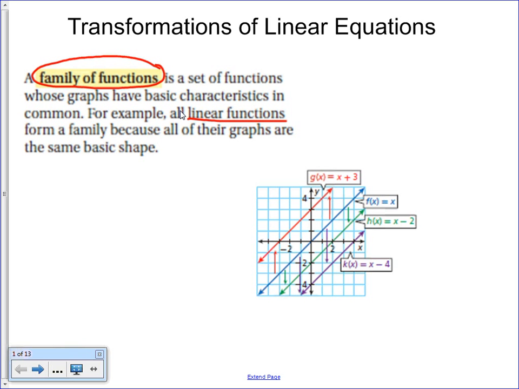So a family of functions. Today we're going to be talking about a bunch of different kinds of linear equations or linear functions, and they form a family.